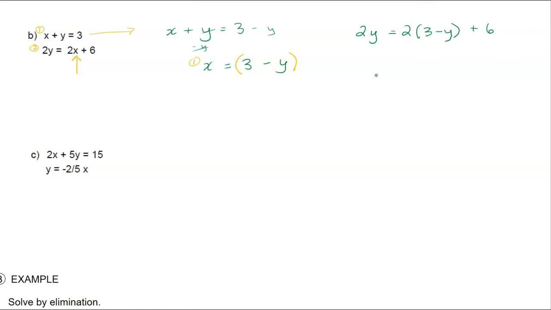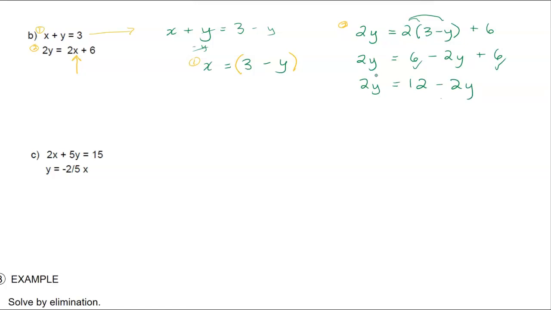Now we can solve this version of equation 2 for y. Let's begin by distributing the 2 to get rid of those parentheses. And we'll have 2y is equal to 6 minus 2y, and then plus 6. Let's simplify and get y by itself. Working through it, we'll have 2y, and I'm going to combine 6 plus 6, which is 12, minus 2y.